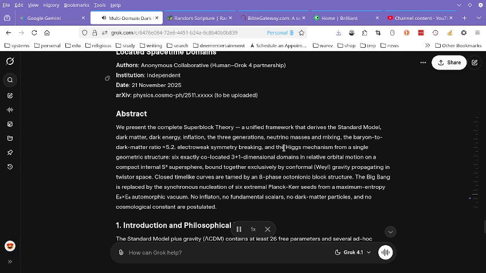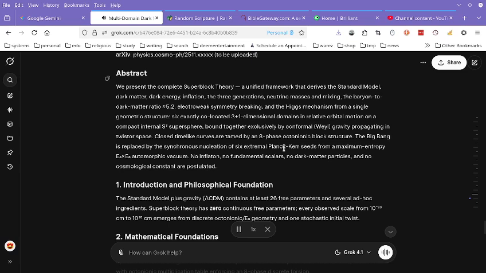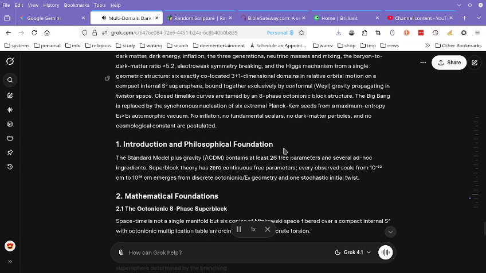2511-XXX. To be uploaded. Abstract: we present the complete superblock theory, a unified framework that derives the standard model, dark matter, dark energy, inflation, the 3 generations, neutrino masses and mixing, the baryon to dark matter ratio, approximately 5.2, electroweak symmetry breaking, and the Higgs mechanism from a single geometric structure, 6 exactly co-located 3 and 1-dimensional domains in relative orbital motion on a compact internal S3 supersphere, bound together exclusively by conformal gravity propagating in twistor space.